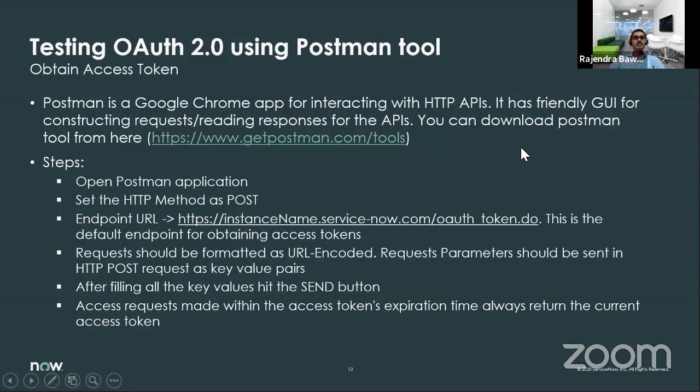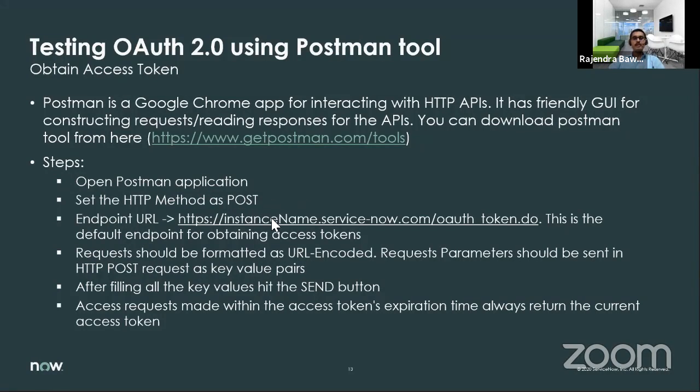We are using the Postman tool. So Postman is a Google Chrome app for interacting with HTTP APIs. It has a friendly GUI where you can see what request you are sending and what response you will be getting. Okay. You can download the Postman tool from here. There are a few steps for the Postman application which you have to follow for obtaining the access token first. So you have to set the HTTP method as post.